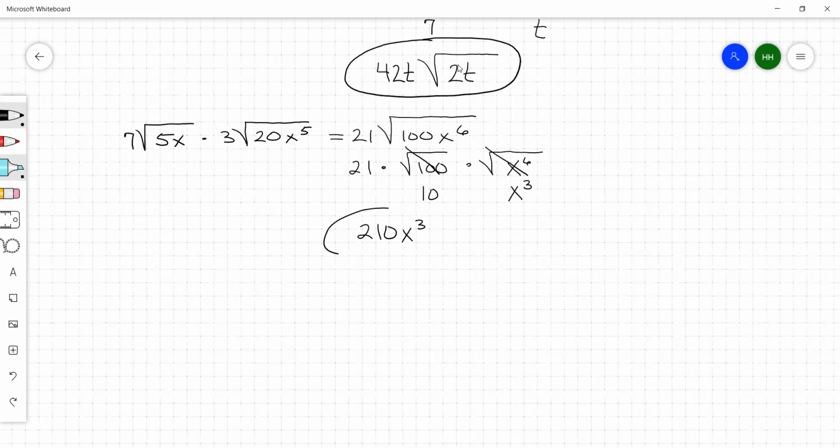And there's our simplest form for this product. All right, so any questions on any of those examples that we did today?